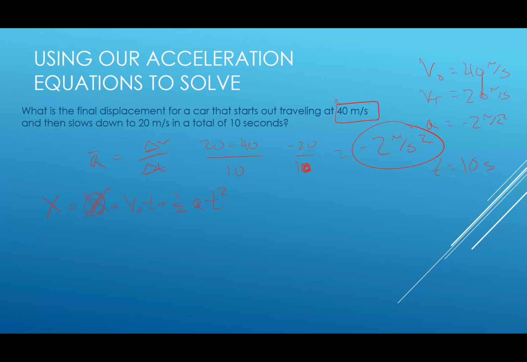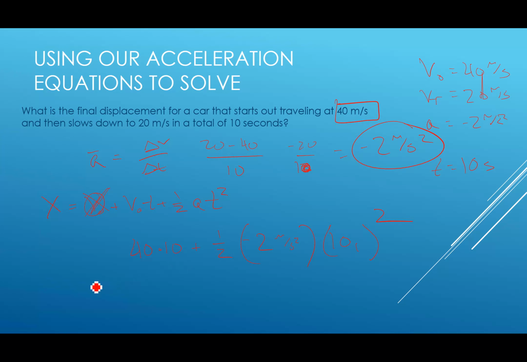So now I can just plug and chug the values that I have. My initial velocity is 40, my time is 10, plus 1/2. Now here's the important part, in between a vector value. Because acceleration is negative, I want to put a negative 2 meters per second squared in there. And then time, again, is 10 seconds. Don't forget to square time.